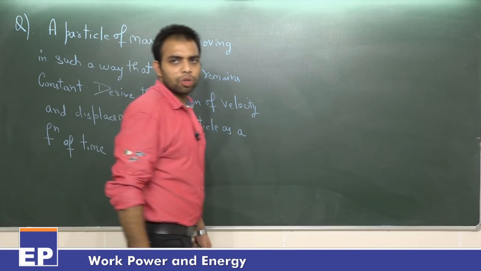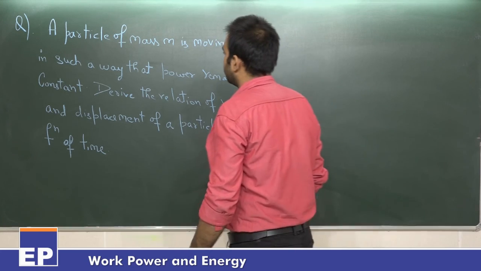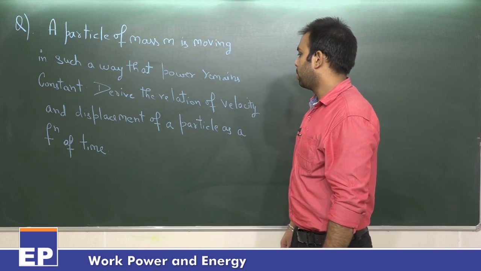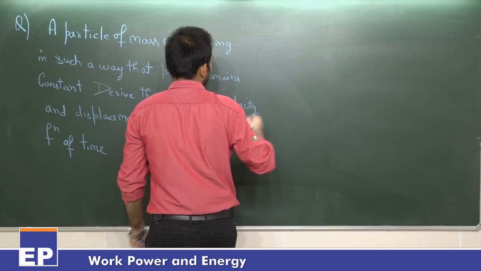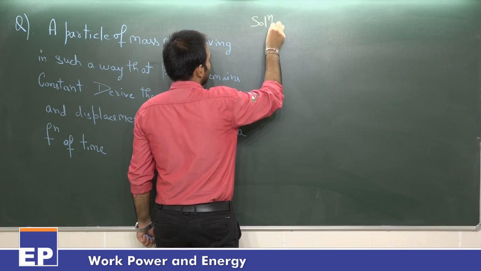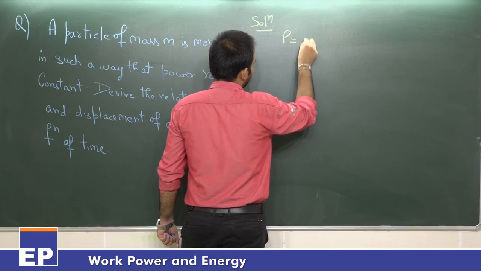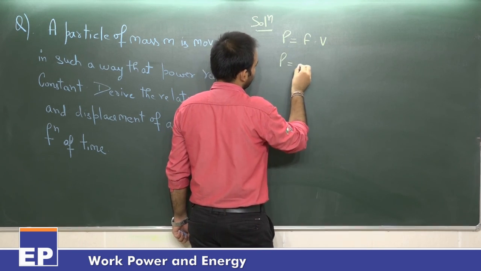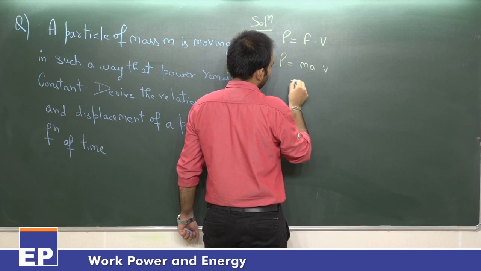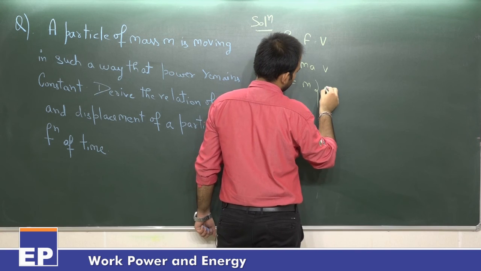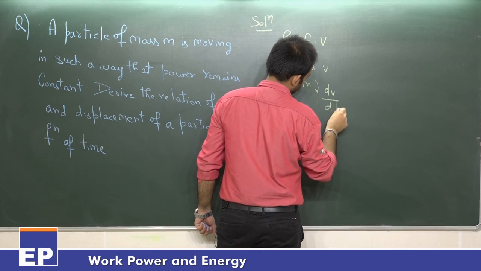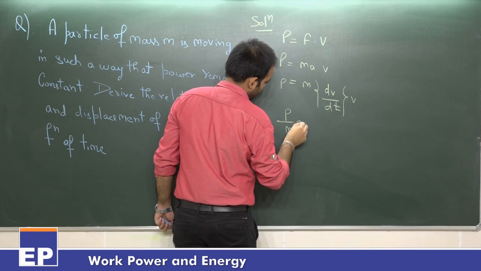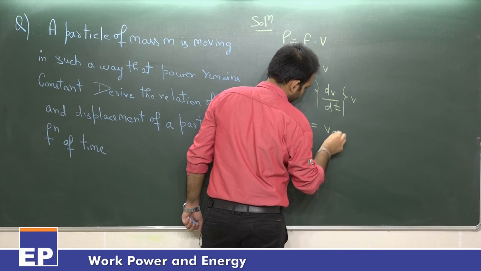This is the thing. So look, what can we say here? A particle of mass m is moving in such a way that the power remains constant. Derive the relation of velocity and displacement of the particle as a function of time. Look, what is power? Instantaneous power is F dot V or F into V. We can write this as M into A, which is M into dV by dt. So P by M into dt is equal to V dV.